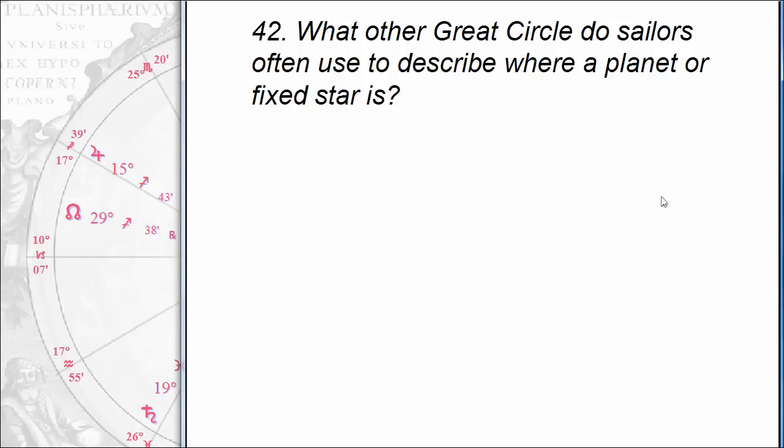What other great circle is used particularly by sailors? If you're out sailing in the ocean on a boat, there's another great circle that is used to describe where a planet or a fixed star is. And what is that? The horizon plane. So sailors often use the horizon plane. So there are three different great circles that are used by different people in different situations.